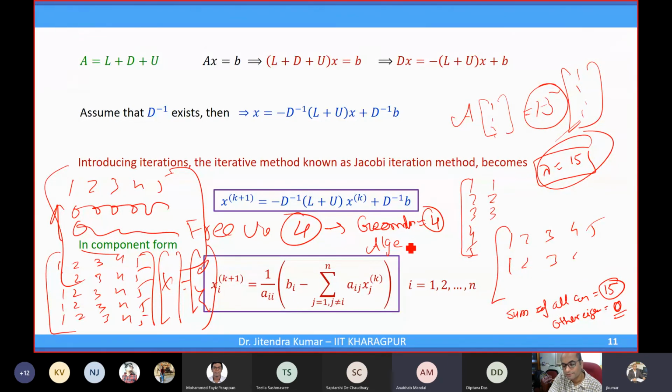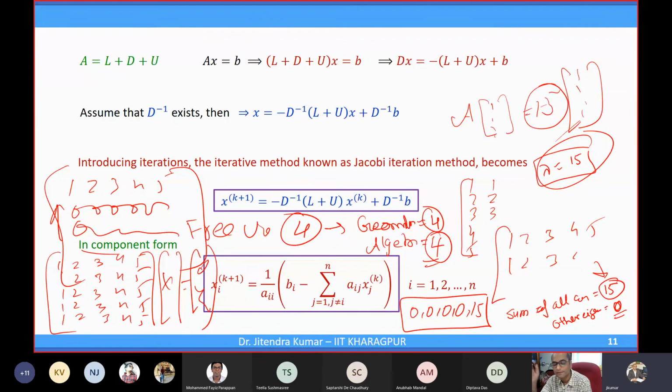4 or 5? Algebraic is always more, you know that. More or equal. So algebraic will be 4 or 5. It cannot be 5 because the eigenvalue 15 is already sitting there. So it has to be 4. So the algebraic multiplicity of 0 is 4. That means the eigenvalues are 0, 0, 0, 0 and 15. This is the structure of all eigenvalues.